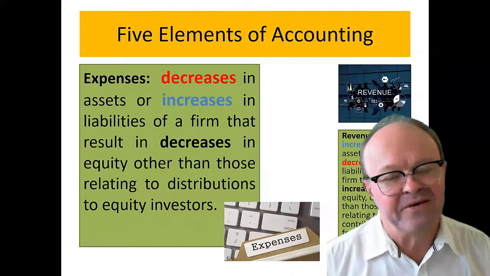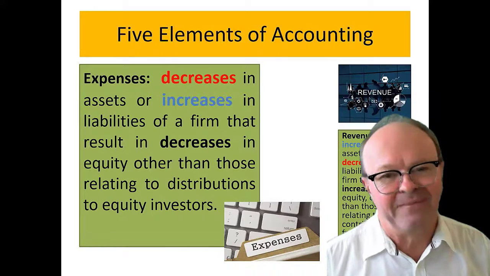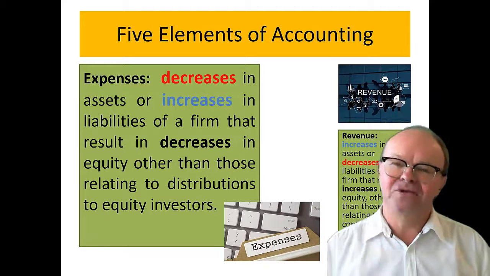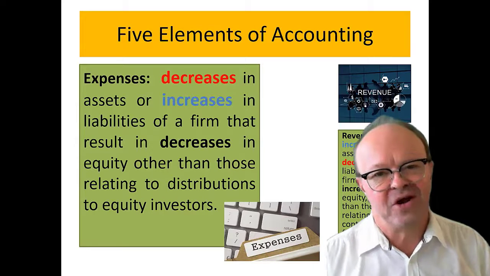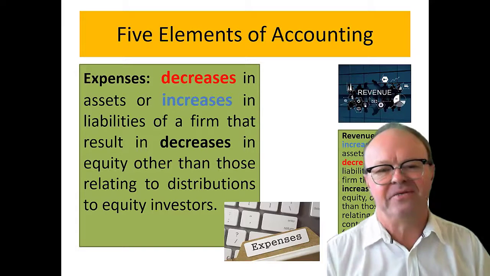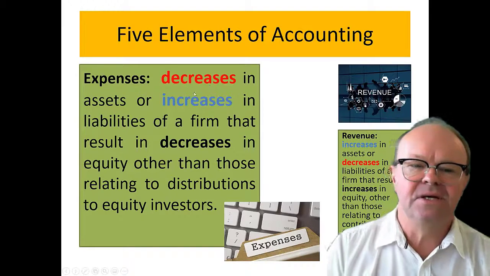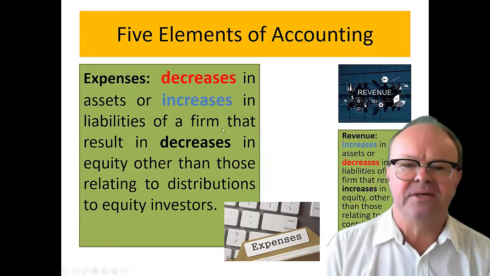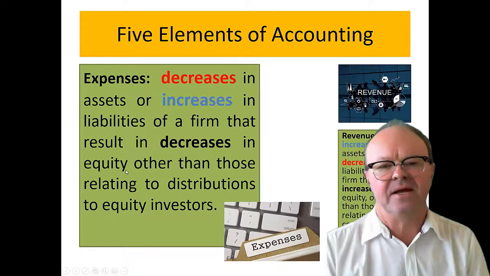You should have memorized the 5 elements of accounting. You just write them down 40 times and with occasional repetitions, you'll have them. There's only 5. You need to know proper definitions of the 5 elements of accounting. Expenses are decreases in assets or increases in liabilities of the firm that result in decreases in equity.